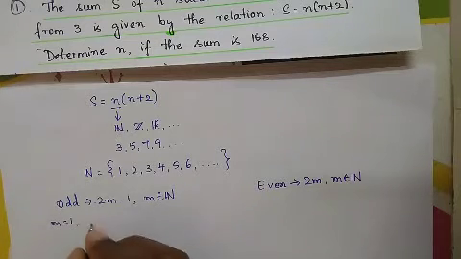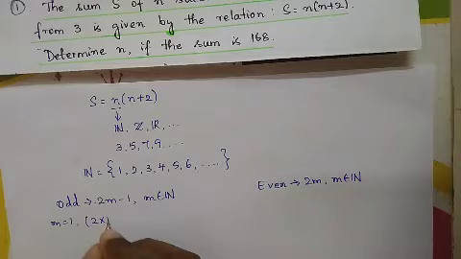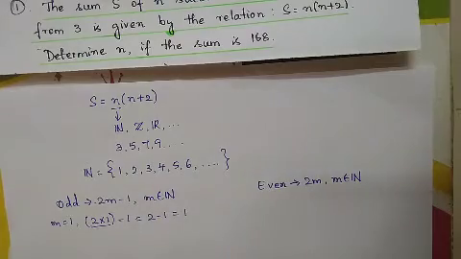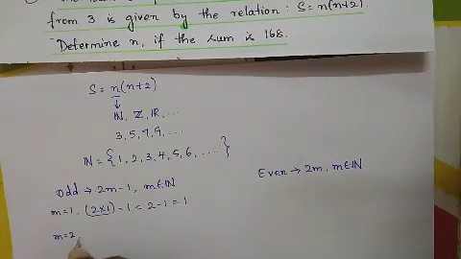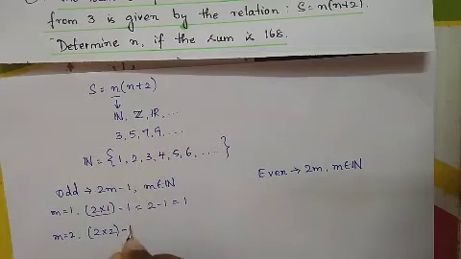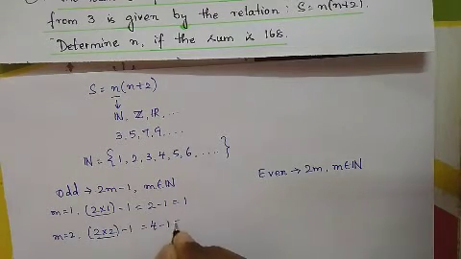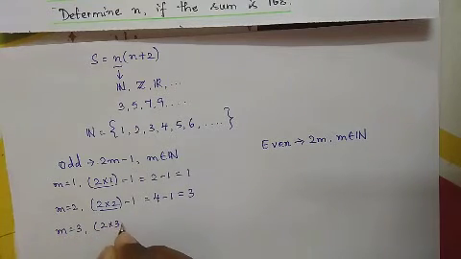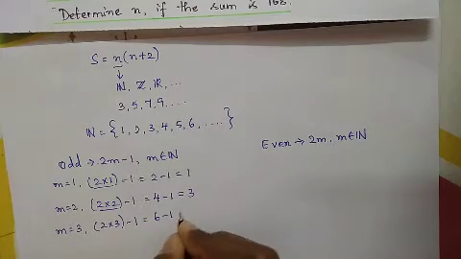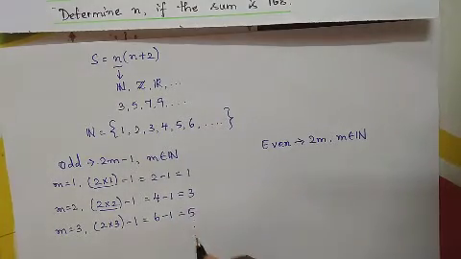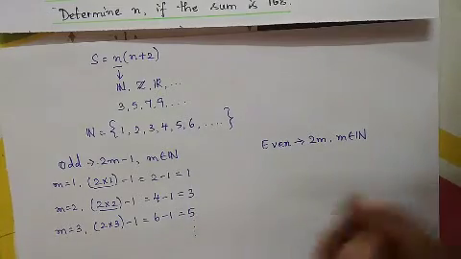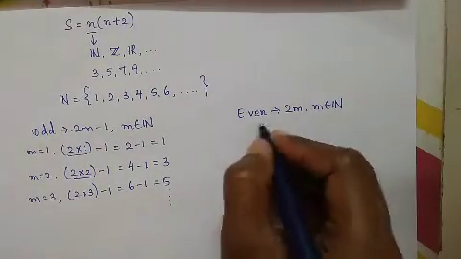When we assign m as 1, then 2m minus 1 is 2 into 1 minus 1, 2 into 1 is 2, minus 1, that is 1. When m is equal to 2, 2 into 2 minus 1, 2 into 2 is 4, minus 1 is 3. When m is equal to 3, 2 into 3 minus 1 is 6 minus 1, which is 5, and so on. The next number will be 7, next to that 9, 11 and so on. So I am getting only the odd numbers. Similarly, you can check for even numbers also.